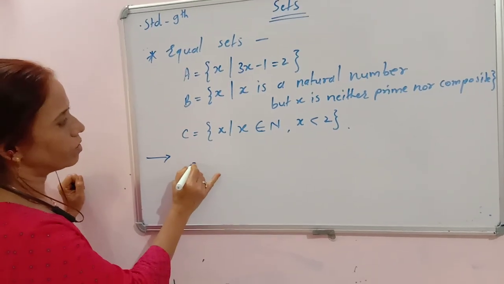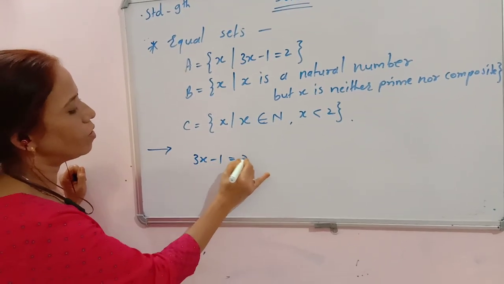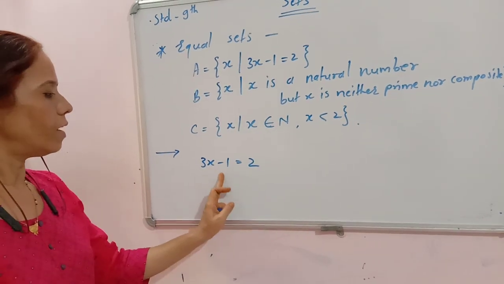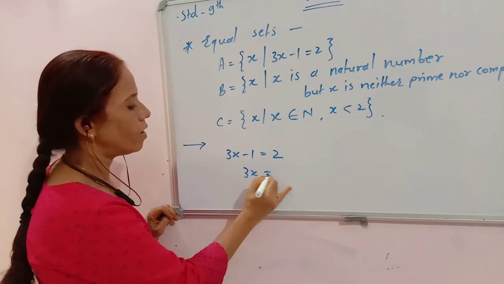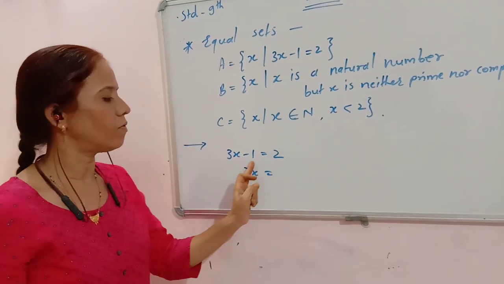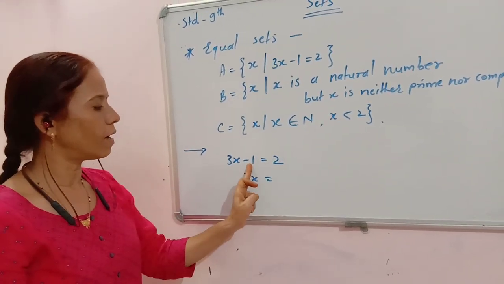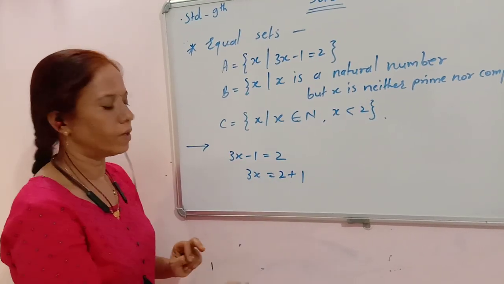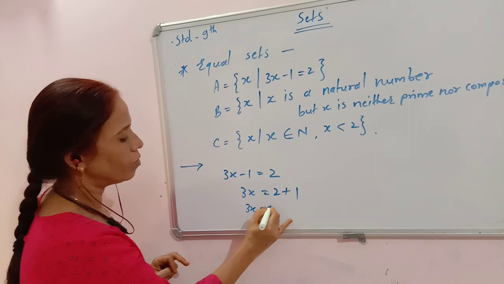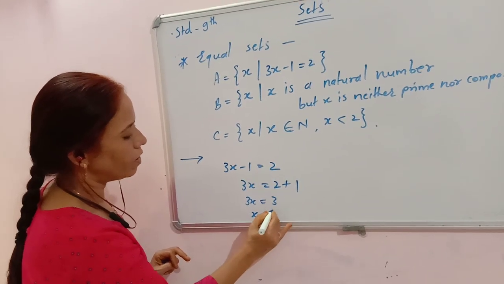So 3x minus 1 equal to 2. How to solve it? You know it. Shift this 1 here. When this 1 changes its side and goes to the RHS, the negative sign will change into positive. That is, it will become 2 plus 1. And 3x equal to 3. So x equal to 1.